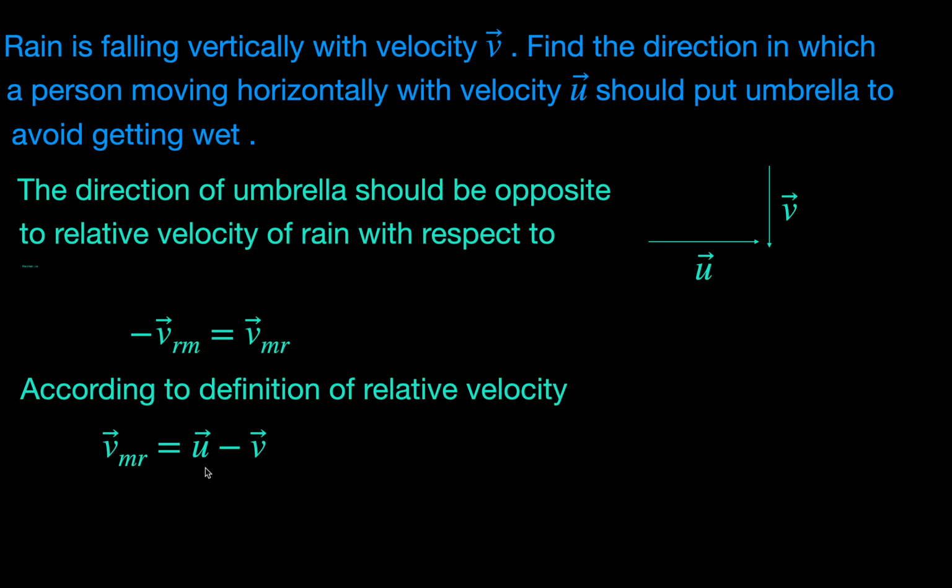So the difference of these two vectors can be shown in a graphical manner as vector u and the second vector minus vector v. So if we find the resultant of these two vectors, we will obtain the direction of the umbrella, which is vector vmr, and this is shown by the arrow here. So this vector will be the direction in which the umbrella can be put.